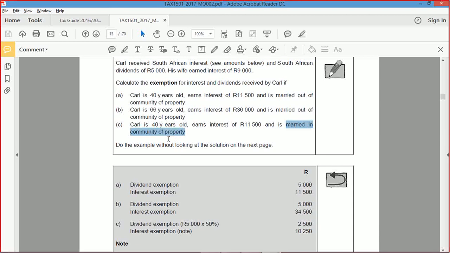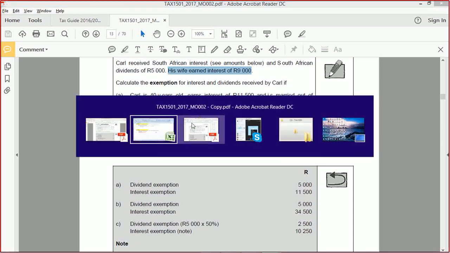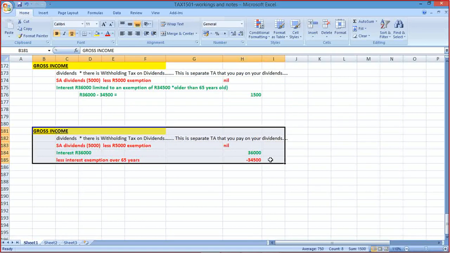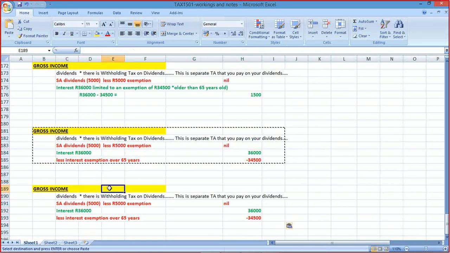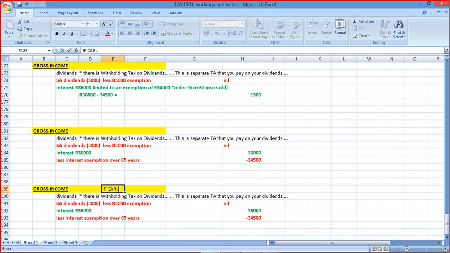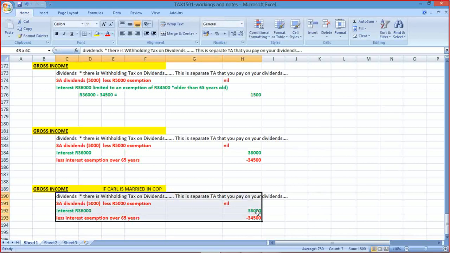Carl is 40, earns interest of that, and is married in community of property. Notice though, he's married in community of property. So half is the wife's, half is the husband's. It's split. So must Carl include his wife's interest? Yes, he must. Half of it. You have to add his interest plus her interest, and then you get the total interest. Okay, let me show you what I mean.